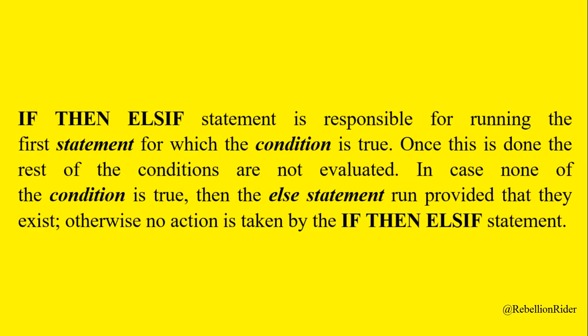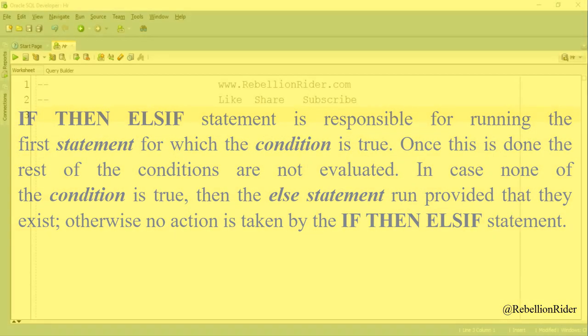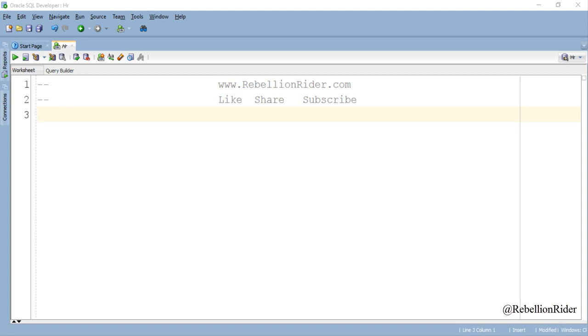In simple words, the if then else if statement is responsible for running the first statement for which the condition is true. Once this is done, the rest of the conditions are not evaluated. In case none of the conditions is true, then the else statement runs, provided that it exists. Otherwise no action is taken by the if then else if statement. So let's jump over to our SQL Developer and do some examples. So here we are. Let's write our first example.